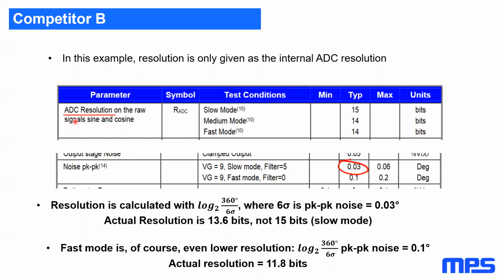They give the ADC resolution. Now here they say, hey, this is the ADC resolution. And they have 3 modes. So they have 3 filter windows, slow, medium, and fast. They say we're 15 bits at slow mode, and at medium and fast, we're at 14 bits.